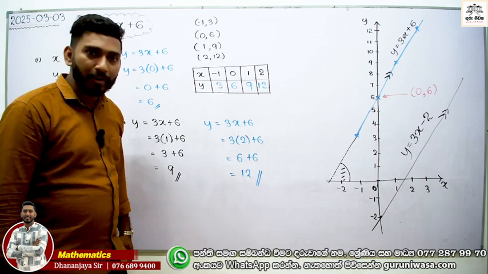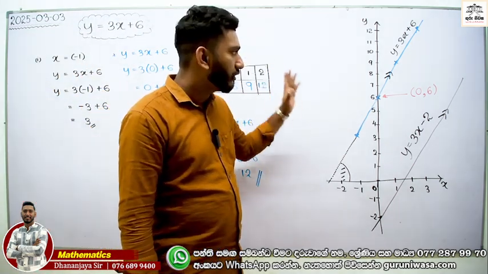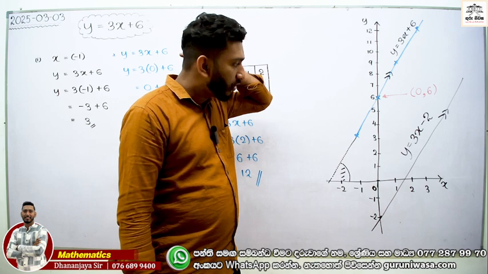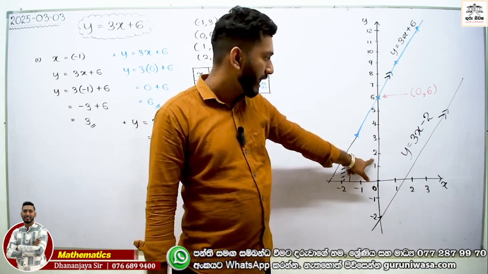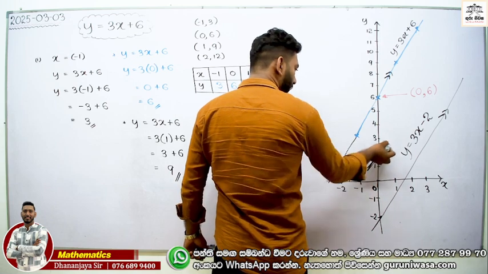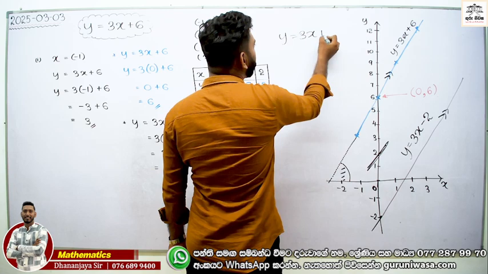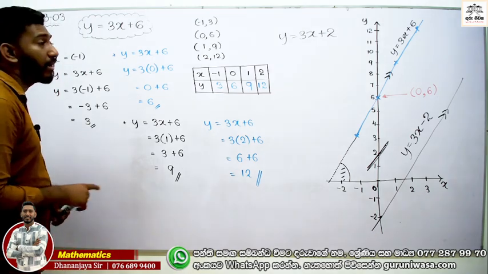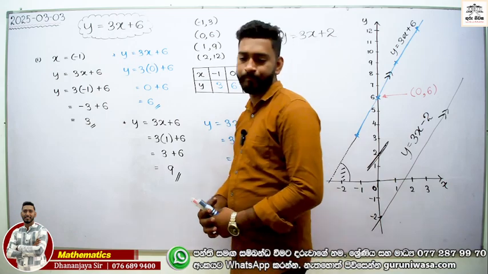My question: what is the equation of the graph parallel to these two graphs that goes through (0, 2)? If it is (0, 2), the line must pass through here. So y equals 3x plus 2. Very easy. Did you see? Right.